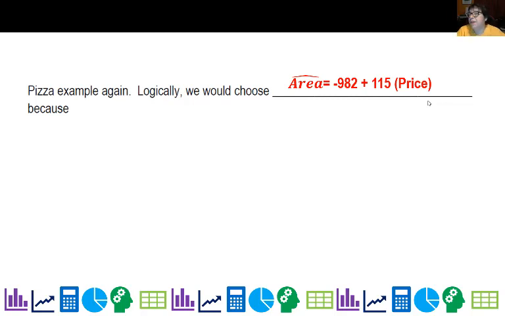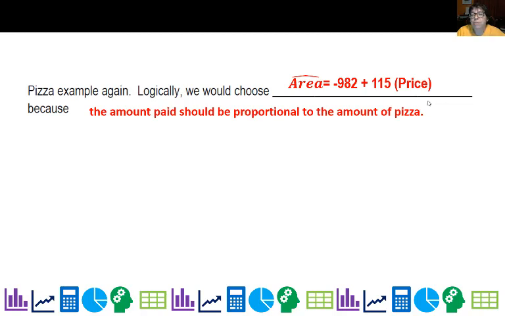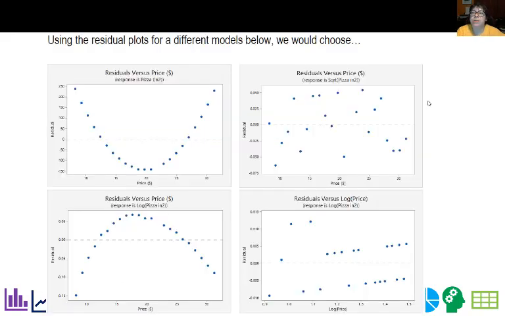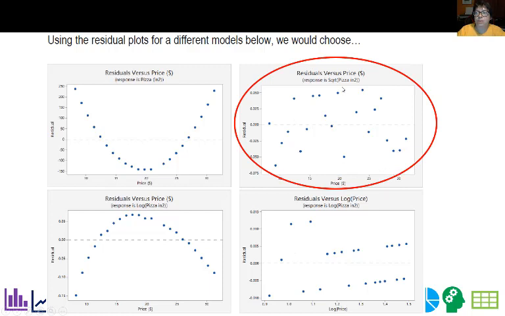Logically, we should say that your area, the amount of pizza you get, should be linear to your price. It should be proportional. But the problem is, while our R was strong, there was definitely a pattern in the residuals, so we need to reject this model. Well, let's go ahead and look at the different plots of residuals for different models. This was the one we were just talking about, and this one won't work. So I would say the most random one we have is right there. And that was when we had the square root of the pizza in terms of the price. And that was this equation right here.